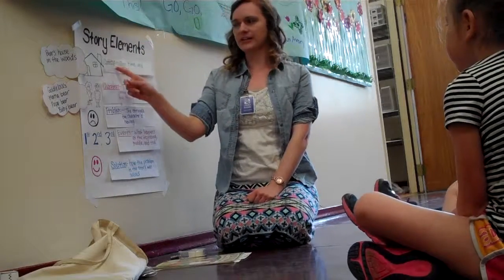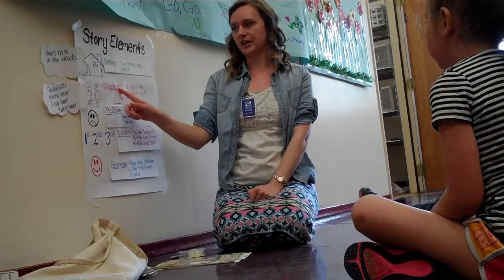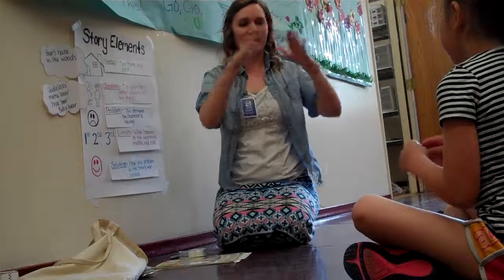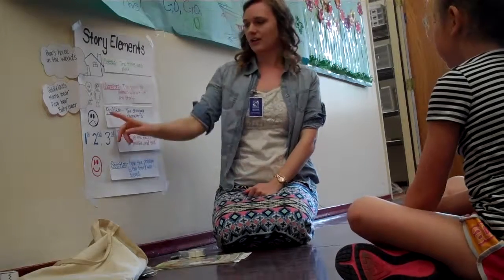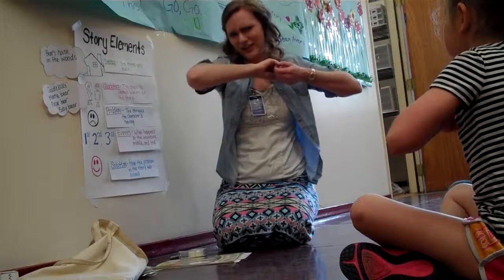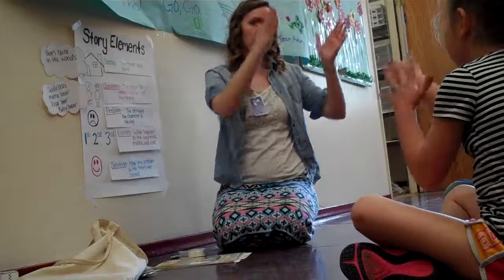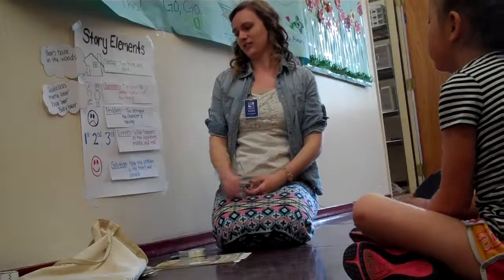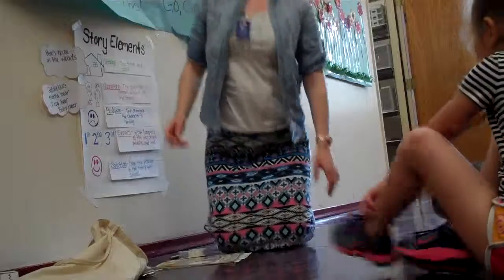So before we leave, let's go through our hand movements one more time. Setting, time and place. Very nice. And characters, the people or animals who act out the story. Problem, that's the struggle the characters are having. And events, what happens at the beginning, middle, and end of the story. And solution is how the problem's solved. Very nice. Thank you, girls. You can go out to recess.